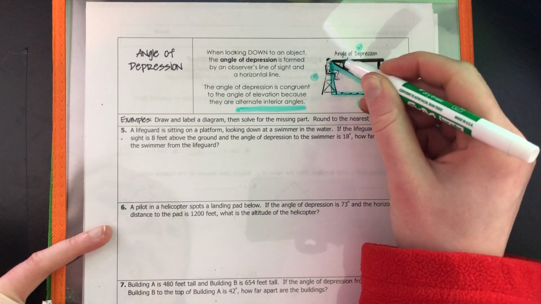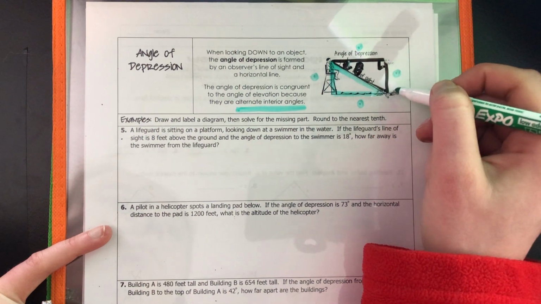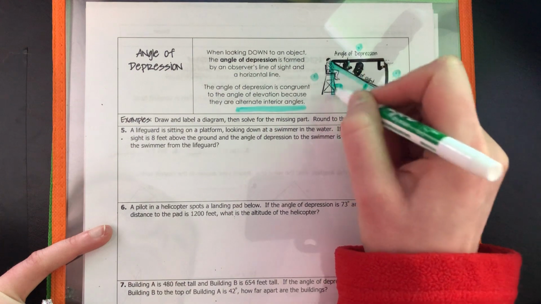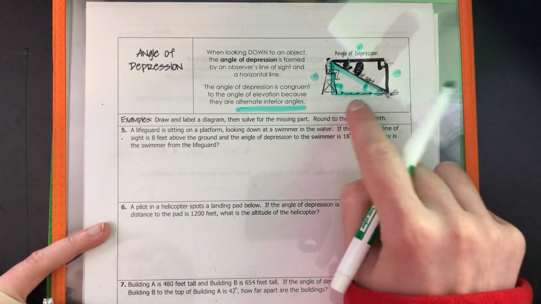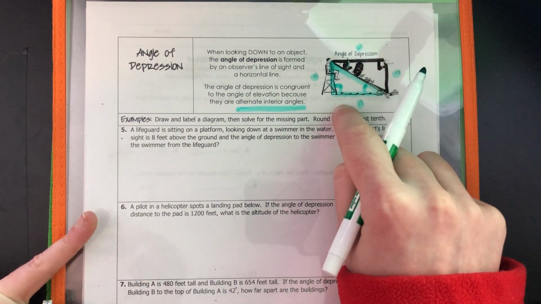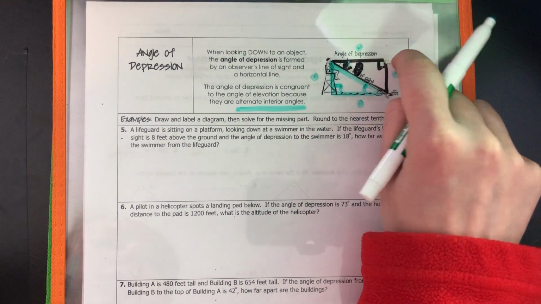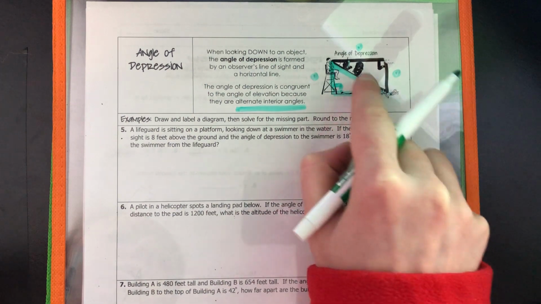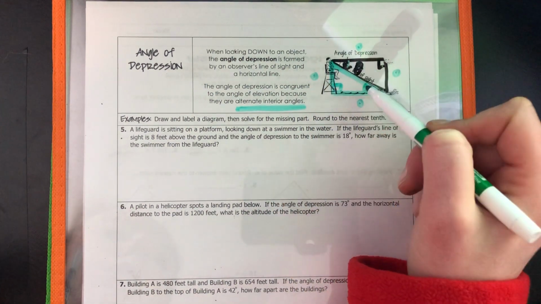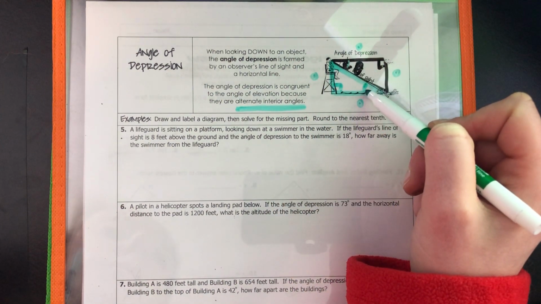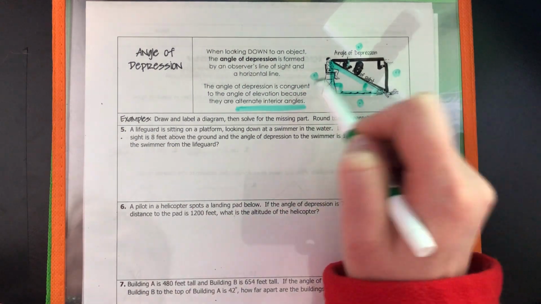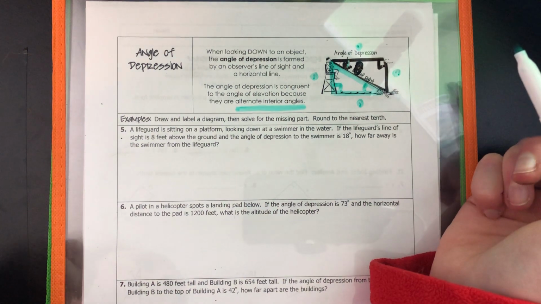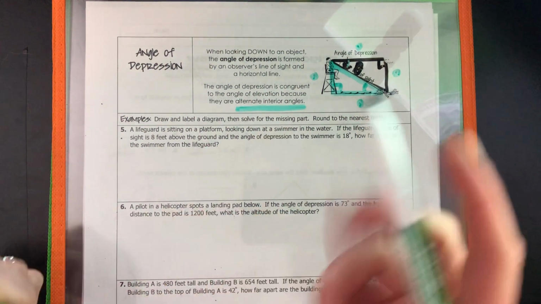So if this is me looking down at the swimmer, by alternate interior angles, I could also look at this green triangle. Whichever one makes more sense to you. I'm going to be drawing the black triangle most often, but notice the green triangle still works as long as you remember alternate interior angles. And if the sides confuse you, remember properties of parallelograms, opposite sides are congruent. Okay? So let's get into this.